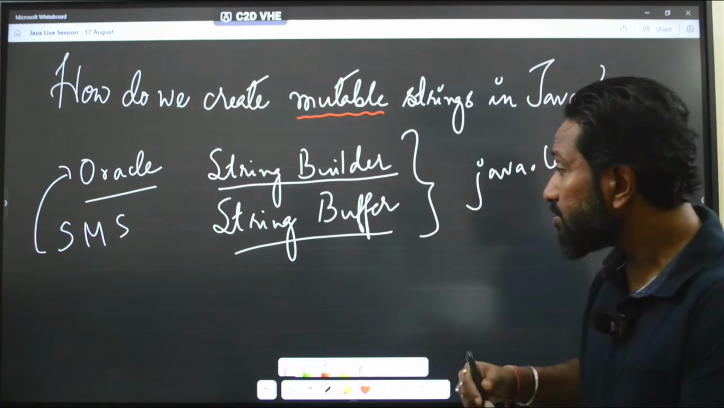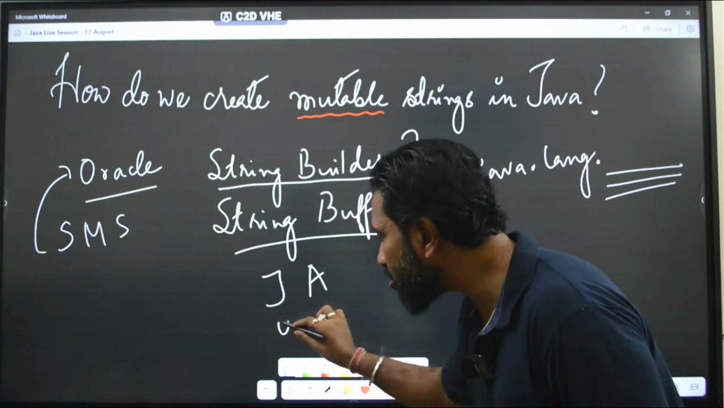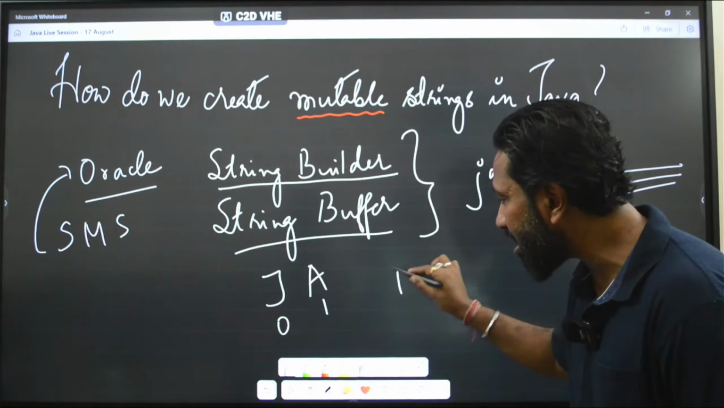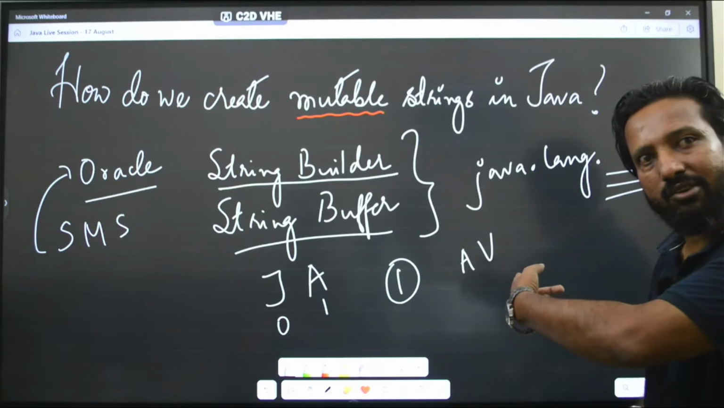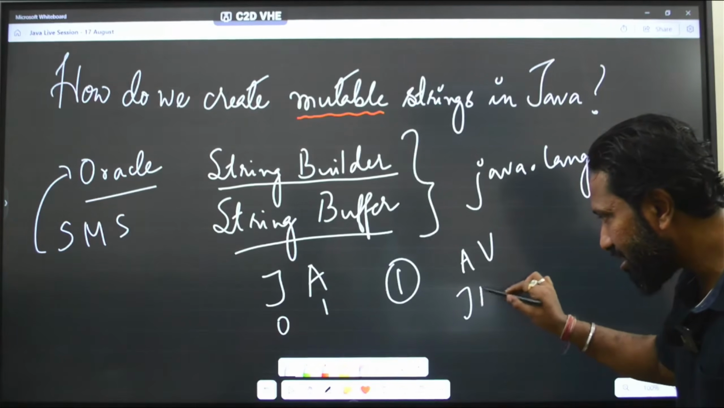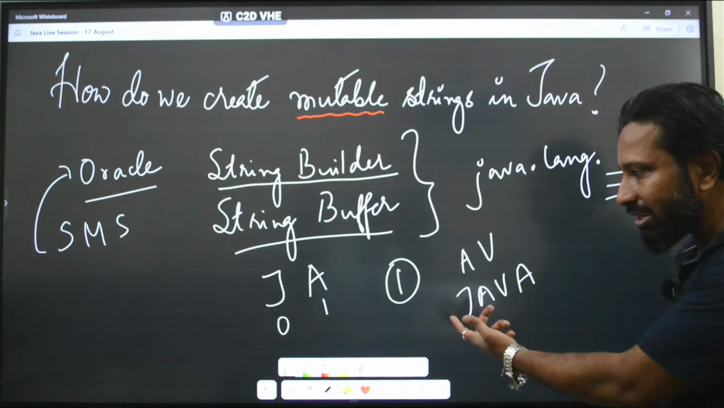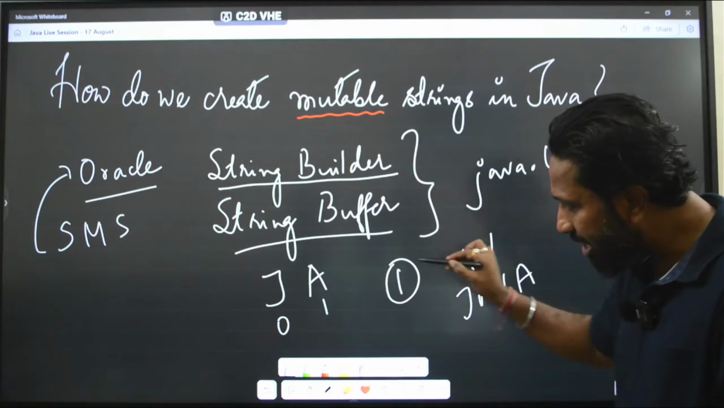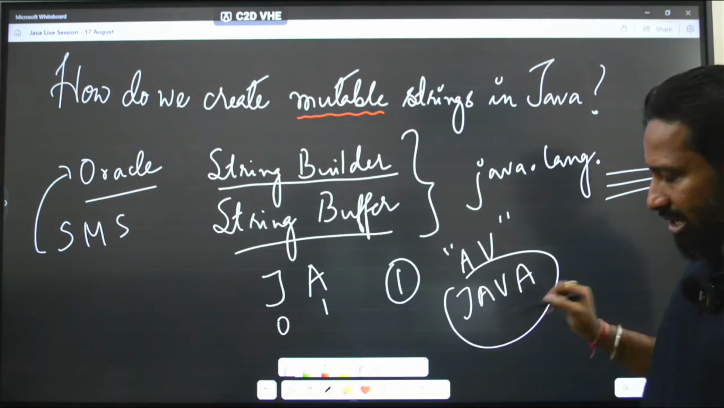So I have JA, this is 0, this is 1. At index number 1, I want to insert AV. So what will be the particular output after this? It will be Java. Correct, got it? So that is my target. So this offset is the particular index and I am trying to insert AV. So I want my final output to be Java. Got it?